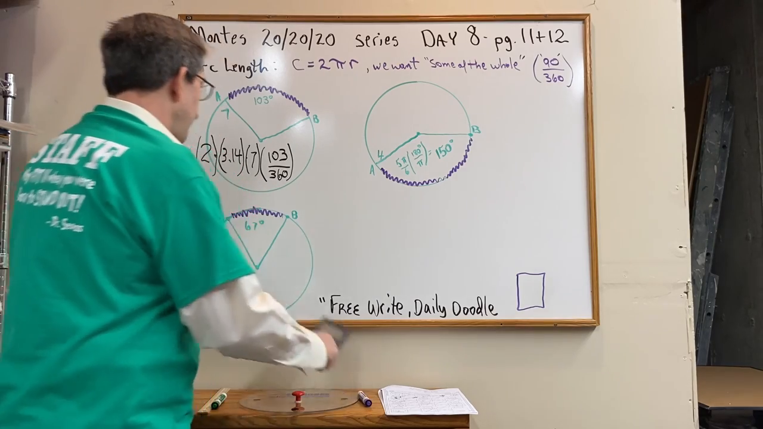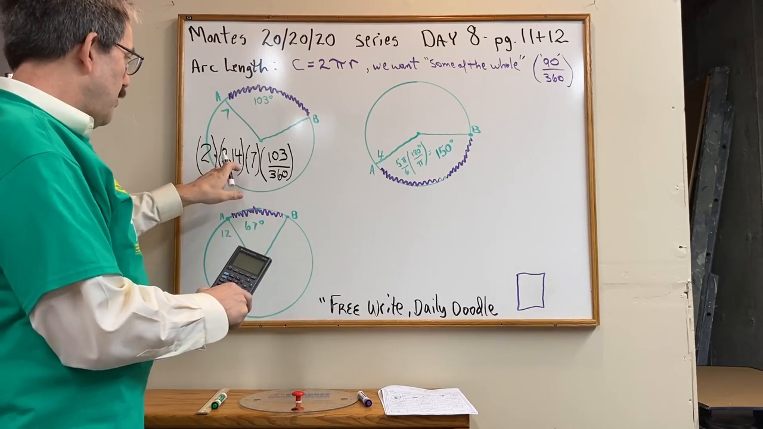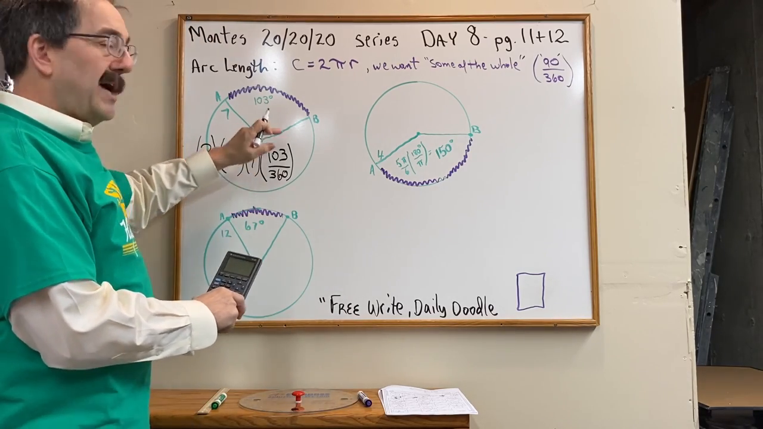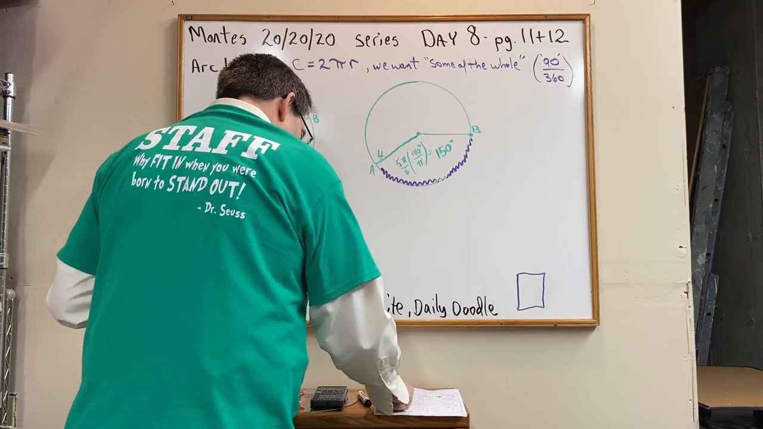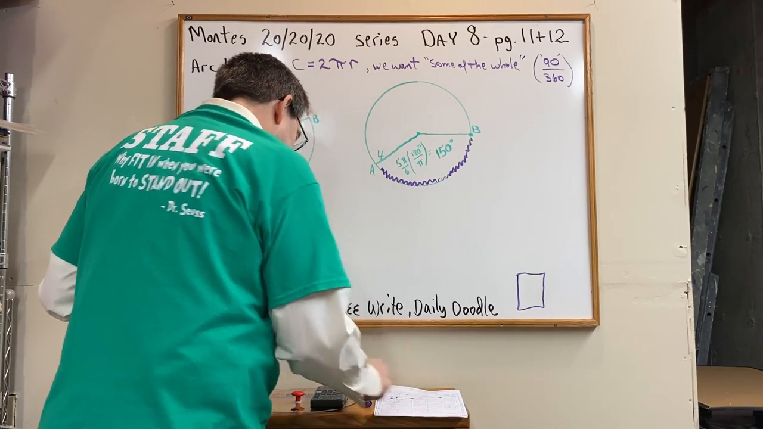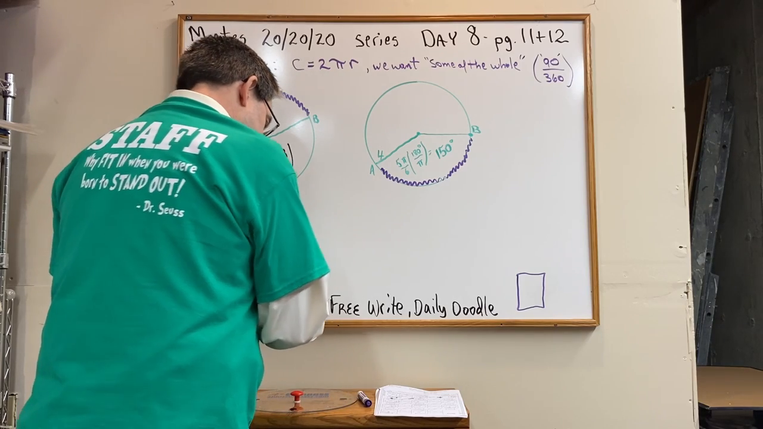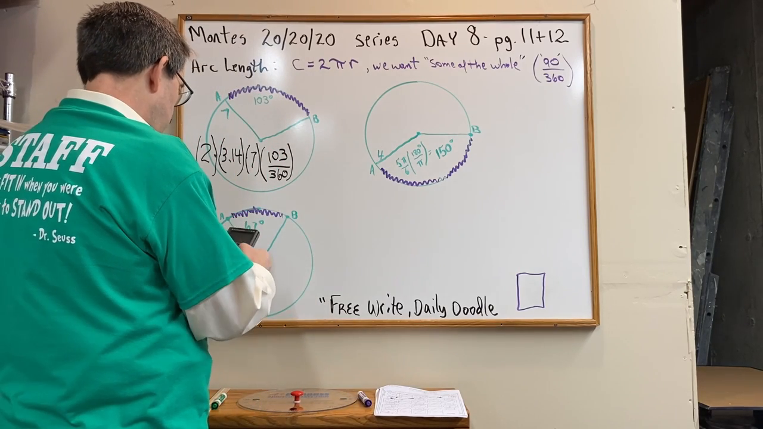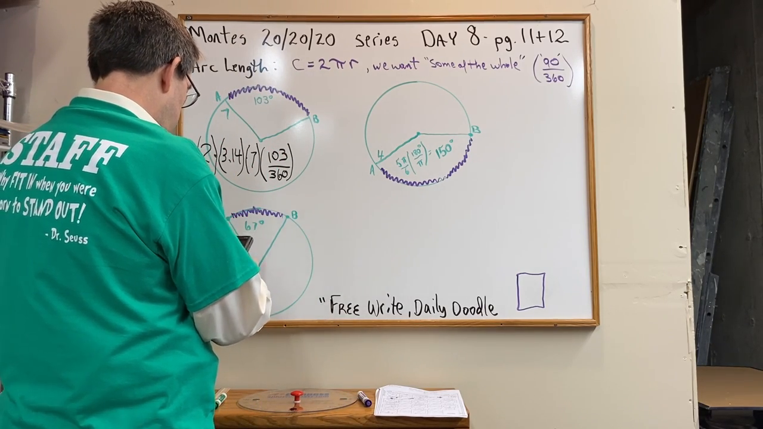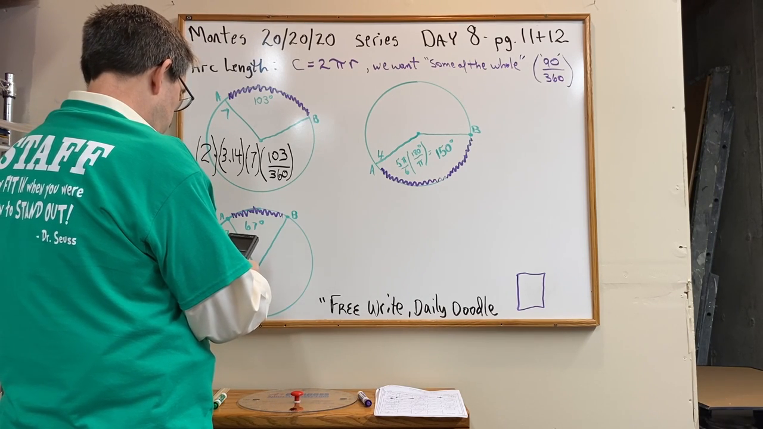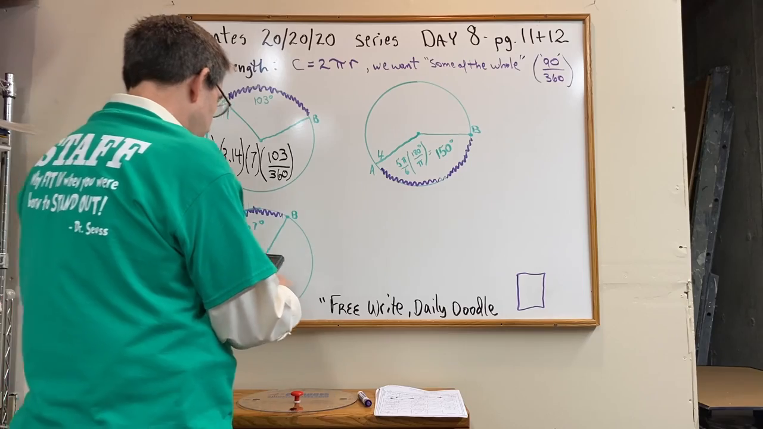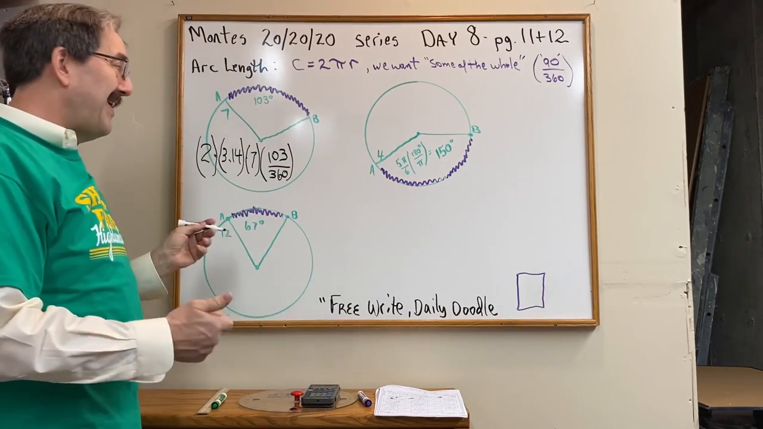Grab our calculator: 2 times 3.14 times 7 times 103 divided by 360, okay? And we're going to get 12.58.